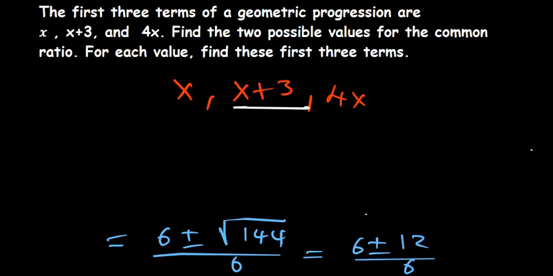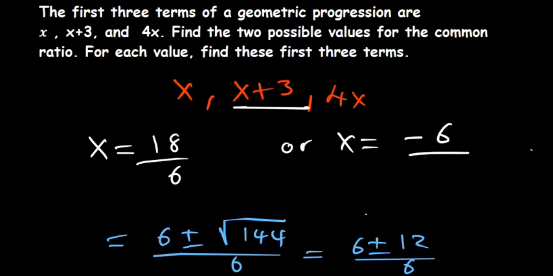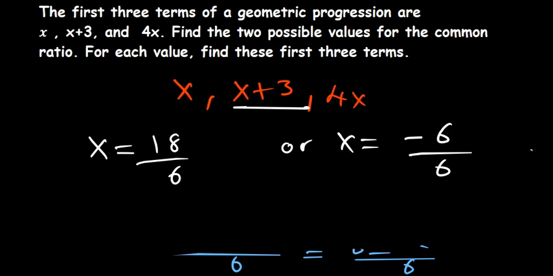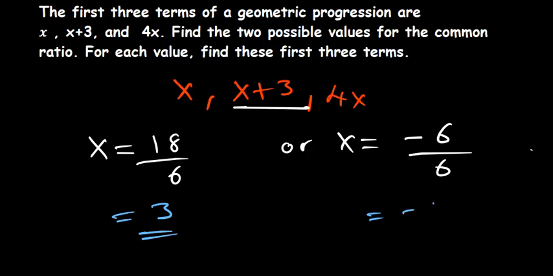So the two possible values of r are, not the possible values of r, the possible values of x. 6 plus 12 is 18 over 6. The other one is 6 minus 12, which is minus 6 over 6. So the two values of our x are 3 and negative 1.